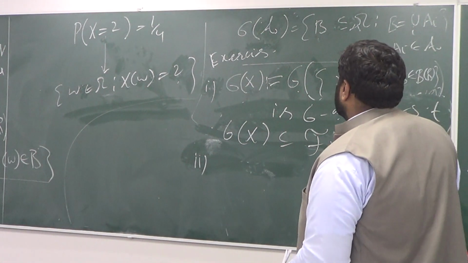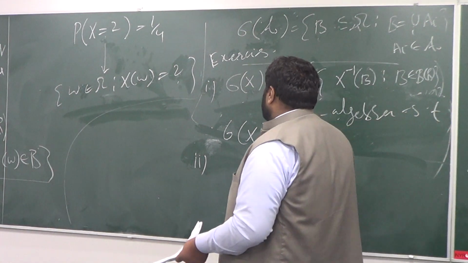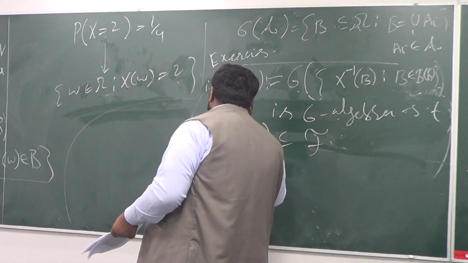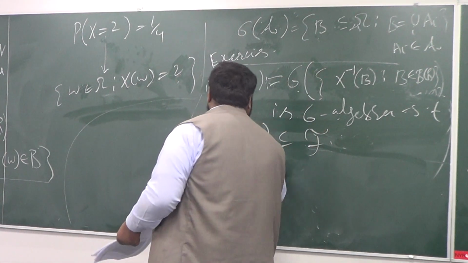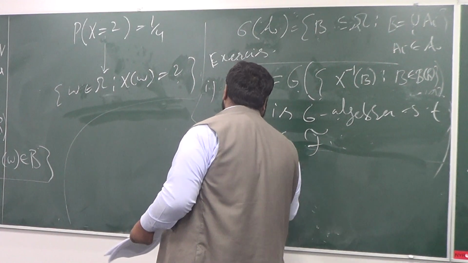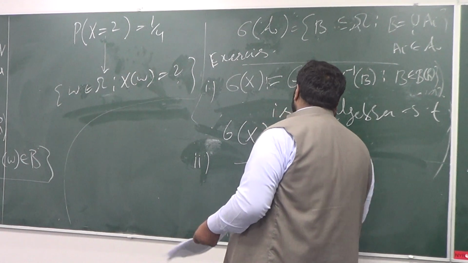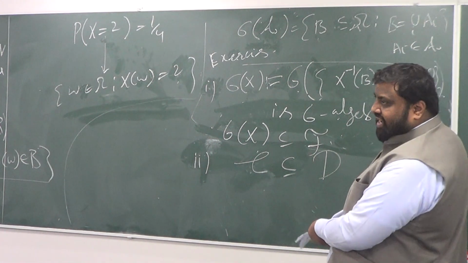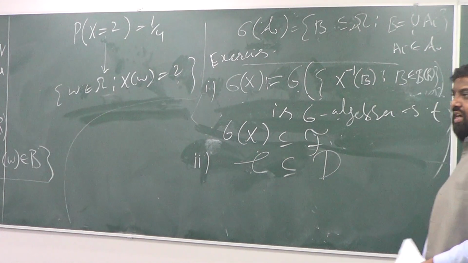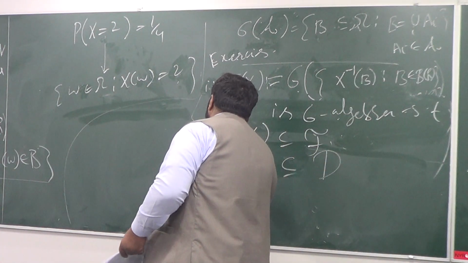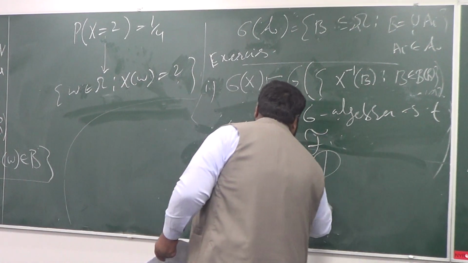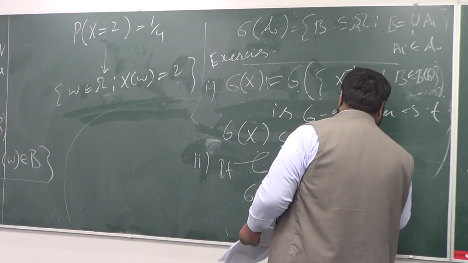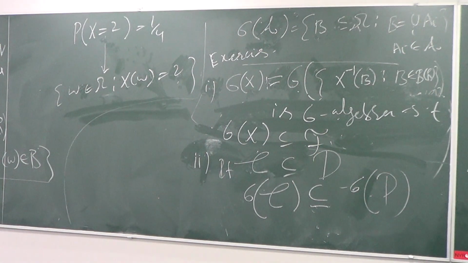And the next part is not really related to the random variable, but I think I haven't mentioned it anywhere in my lectures. If I have a collection C, which is a subset of another collection D, where all these are collections of subsets of omega, that is, subsets of 2 to the omega, then the sigma algebra generated by C is contained in the sigma algebra generated by D. So this is what you have to show.